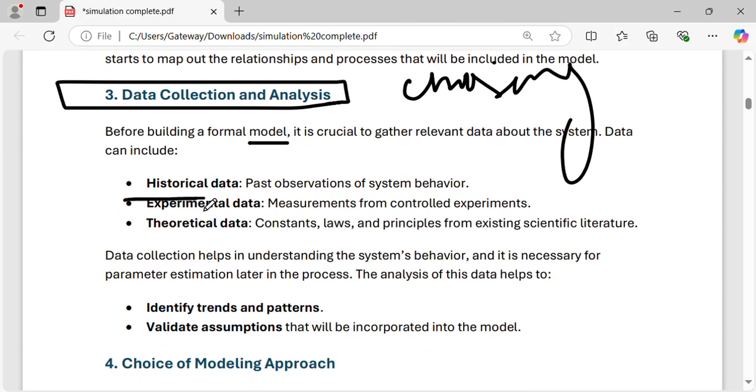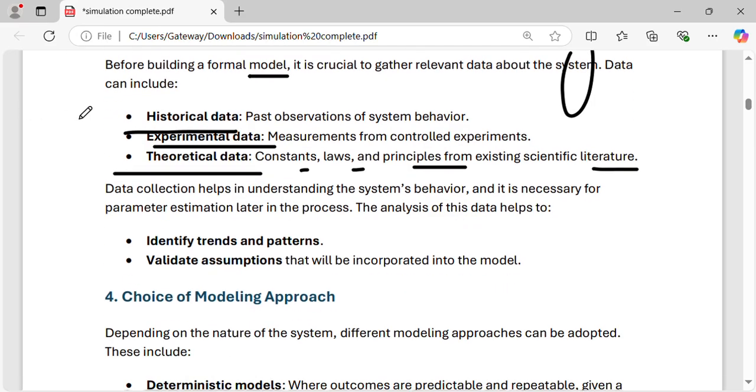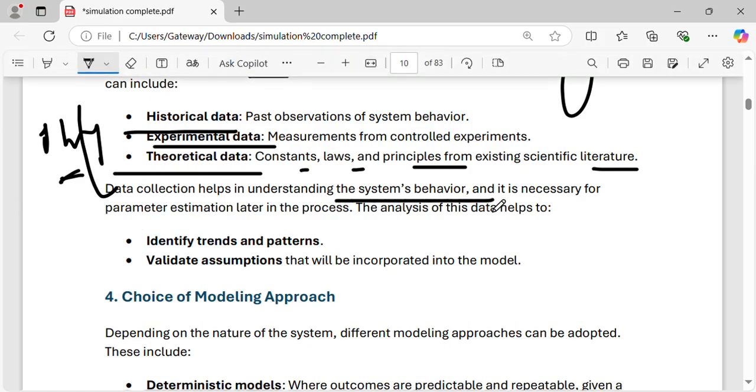It can include historical data, it can be experimental data, or it can be theoretical data like constants, laws, principles from existing scientific literature. Mostly in physics, I think, we do this kind of stuff so that we can get hypotheses right. And data collection helps in understanding the system's behavior, identify trends, and validate assumptions, right?